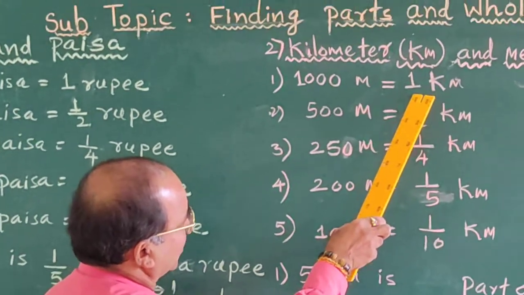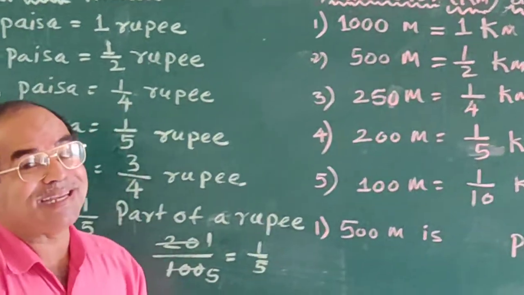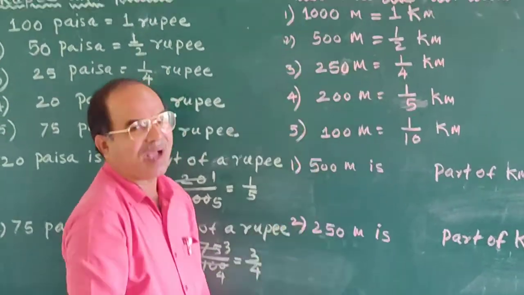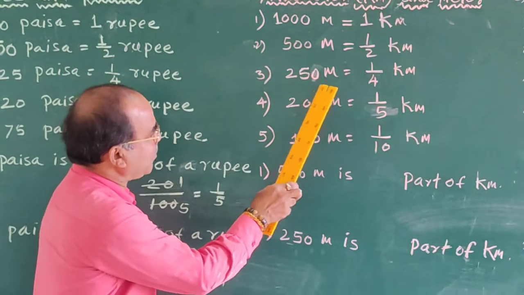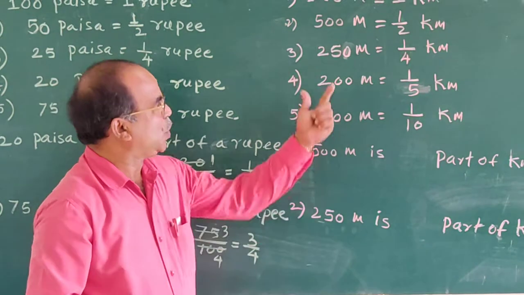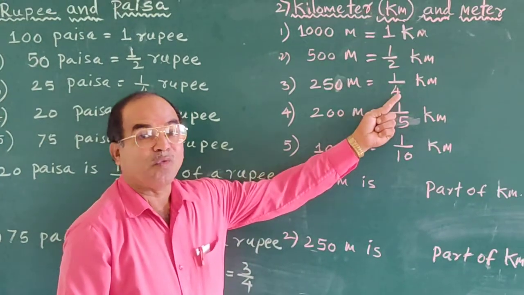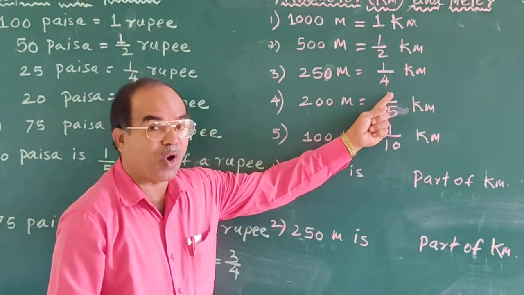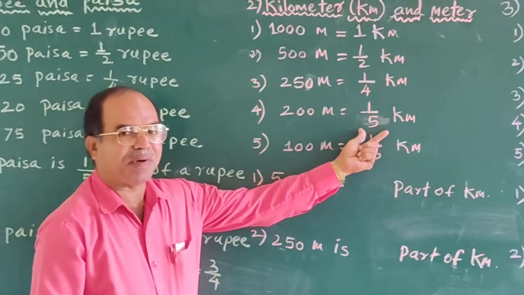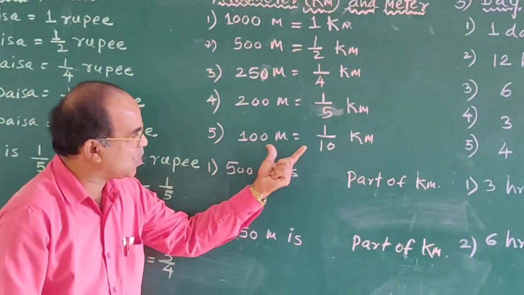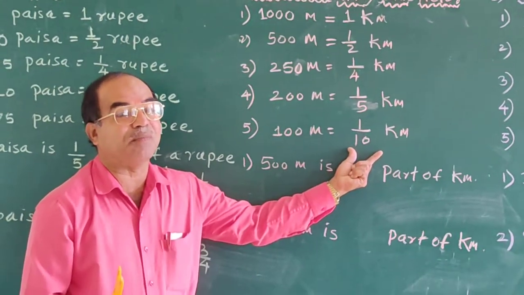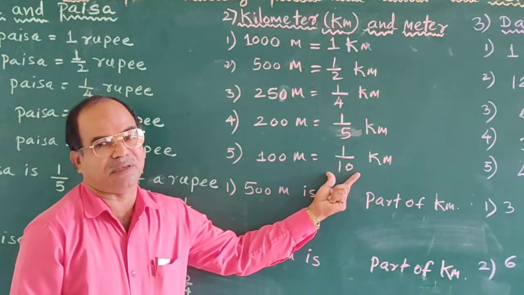Then here one more practical example we will take in relation to kilometer and meter. This also you learned in the fourth standard. 1 kilometer is equal to 1000 meter. That means 500 meter is equal to half kilometer. Then 250 meter is equal to 1/4 kilometer. That means when you walk 250 meter, this is what part? 1/4 part of kilometer. 200 meter is equal to 1/5 part, and similarly 100 meter is equal to 1/10 part. When you run 100 meter, you cover a 1/10 part of kilometer.